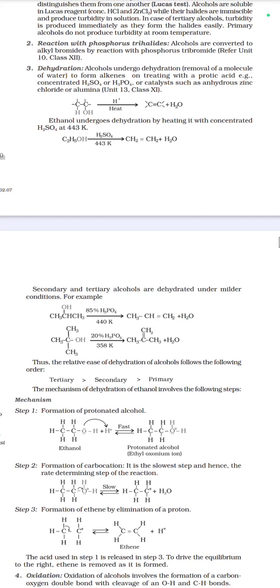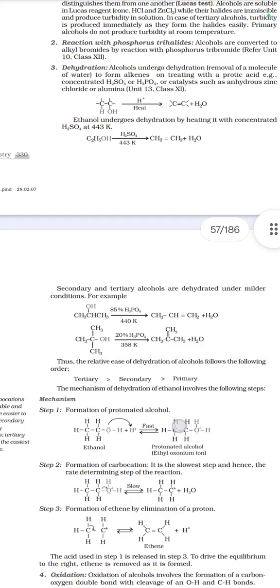Dehydration. Alcohols undergo dehydration, removal of a molecule of water, to form alkenes on treating with a protic acid, for example concentrated H2SO4 or H3PO4, or a catalyst such as anhydrous zinc chloride or alumina. Unit 13, Class 11th. CH3CH2OH gives alkene plus H2O in the presence of H+ and heat. Ethanol undergoes dehydration by heating with concentrated H2SO4 at 443 Kelvin.